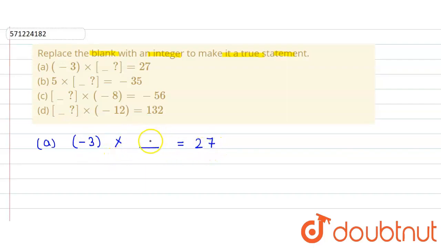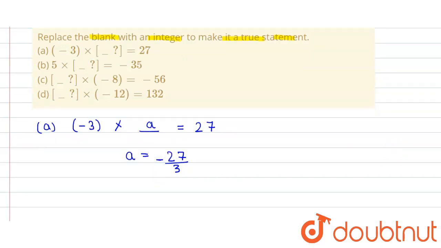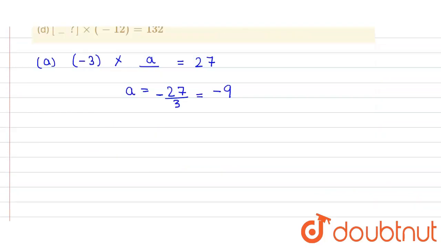So here we first consider it to be a. So here we get a is equals to 27 divided by 3, and here is the minus sign. So here we get a is equals to minus 9. So minus 9 is the answer. So here minus 3 into minus 9 will give 27. We follow the same procedure in the other parts also.